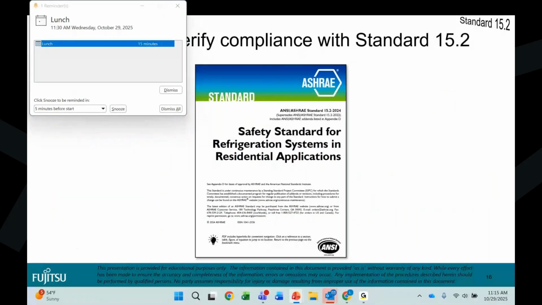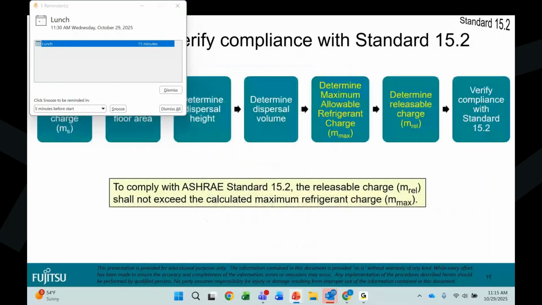So let's take a look at standard 15.2 first. We go back to sub-steps, a little more detailed steps. We're going to determine the refrigerant charge. We call it MS. I'm using the same abbreviations as the standards. Sometimes they are not that good, I think, but let's use those just to be consistent. So we have a system charge, we already did that. Then we have to determine the dispersal floor area. It's not necessarily the same as the floor area, but the dispersal floor area, coming back to that. Same with the height, determine the dispersal height.